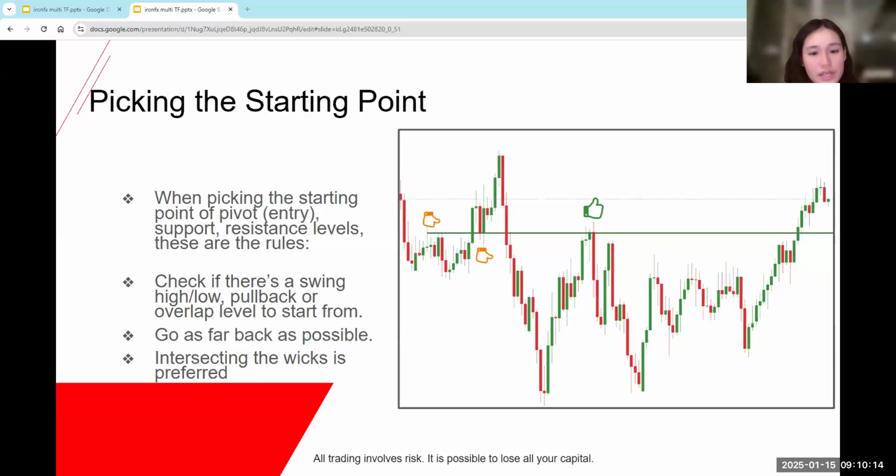Firstly, you want to check if there's a swing high or low, pullback or overlap level to start from. Next, you want to go as far back as possible, like we talked about earlier. And intersecting the wicks is preferred, which we talked about earlier as well. So in this example, you can see the green thumb, that's what we're looking for normally with a swing high, just cutting the wicks. The orange thumbs are okay, but not really preferred, but not exactly wrong as well.